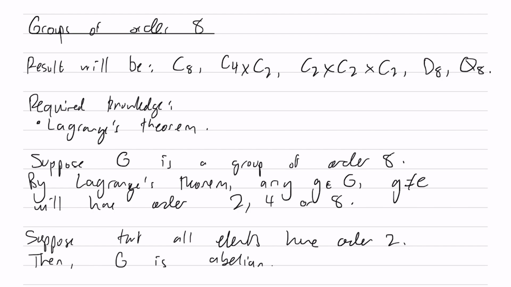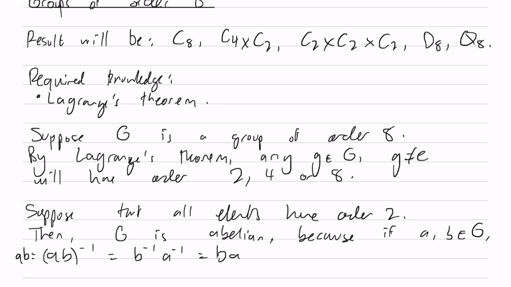Why is that the case? If A and B are elements, then (AB) inverse is going to be B inverse A inverse, which is BA, since these elements are order 2, so their inverse is just themselves. But then the same goes for (AB) inverse, so (AB) inverse is equal to AB. And then we just have that the group is abelian.